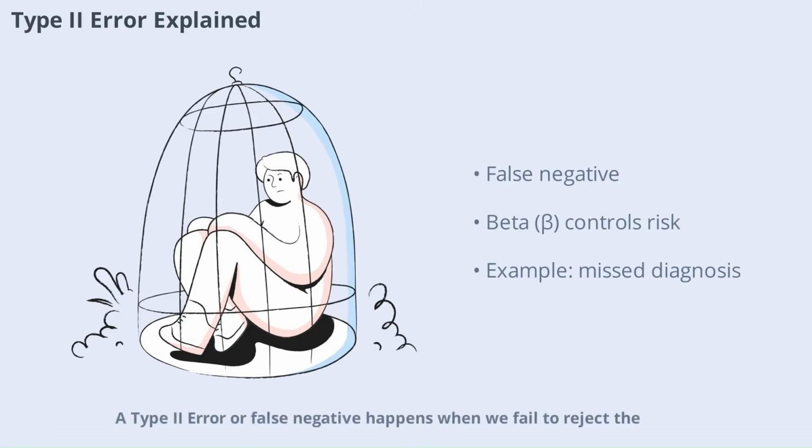Type II error or false negative happens when we fail to reject the null hypothesis even though it's actually false. For instance, if a doctor tells a sick patient they are healthy, that's a type II error. The probability of this error is beta. Balancing the risks of type I and type II errors is a key part of designing effective hypothesis tests, as both can have significant consequences depending on the context.